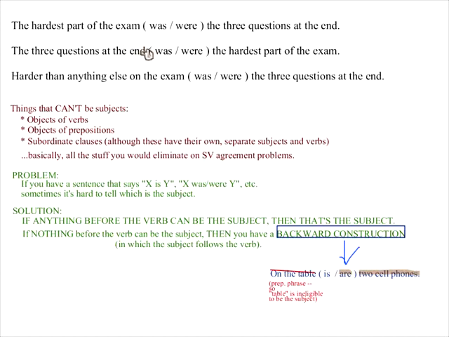So we turn our attention to this. Harder than anything else on the exam. Than anything else on the exam, I don't know if that is a prepositional phrase, I don't actually know what that's called, but it behaves exactly like a prepositional phrase. And then harder is not a noun. So this is a modifier. And this is not a noun. Harder is an adjective.